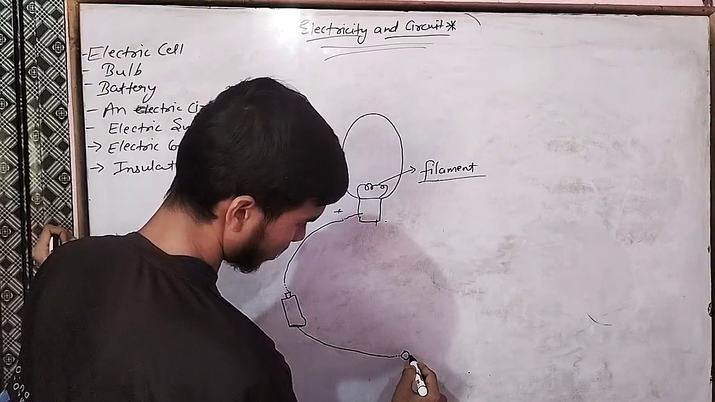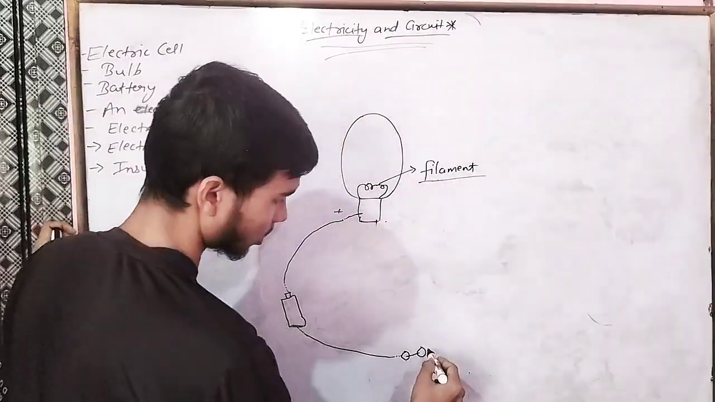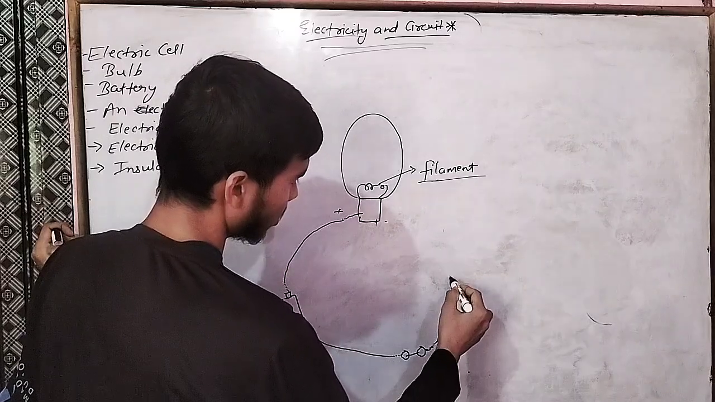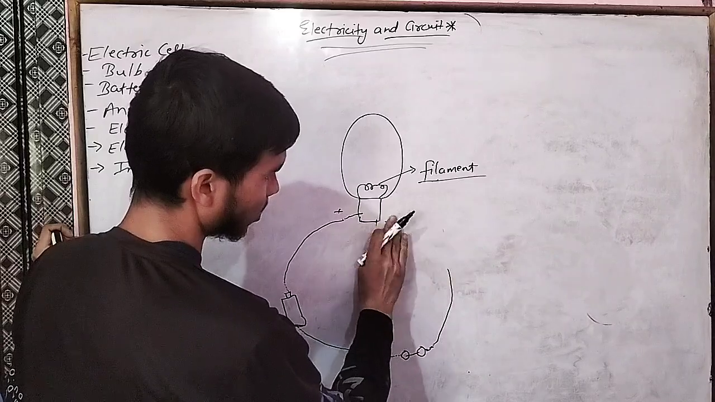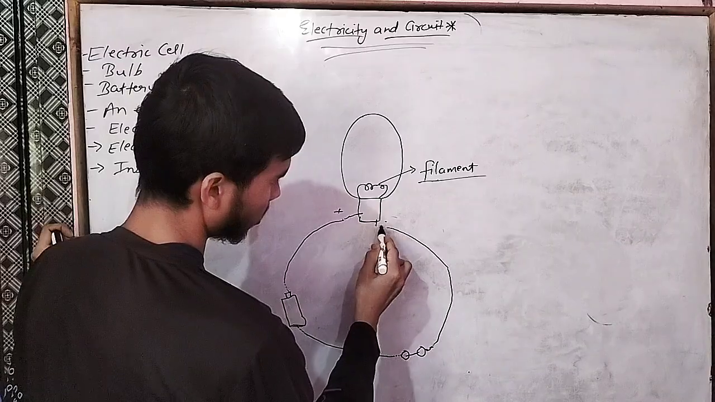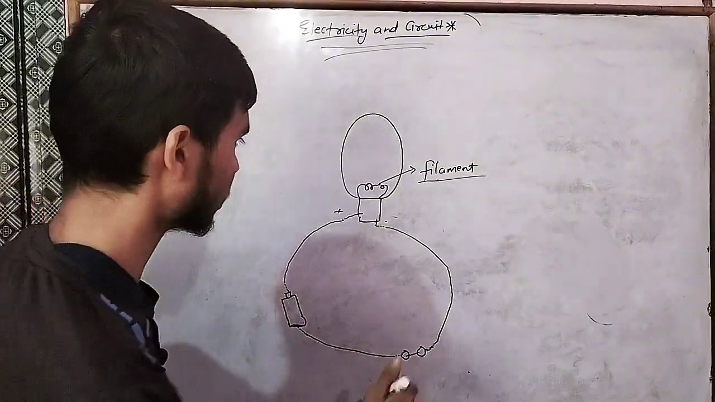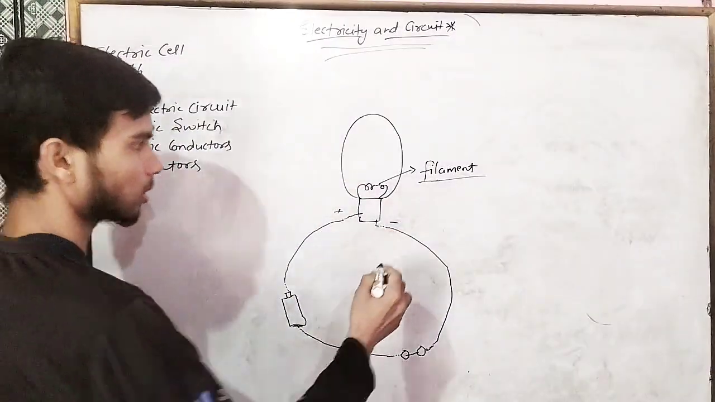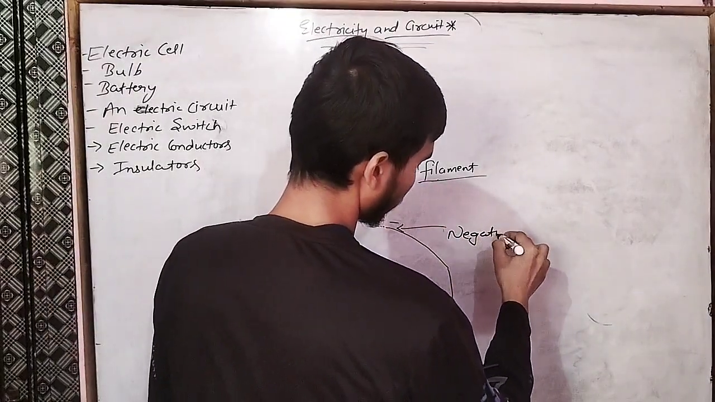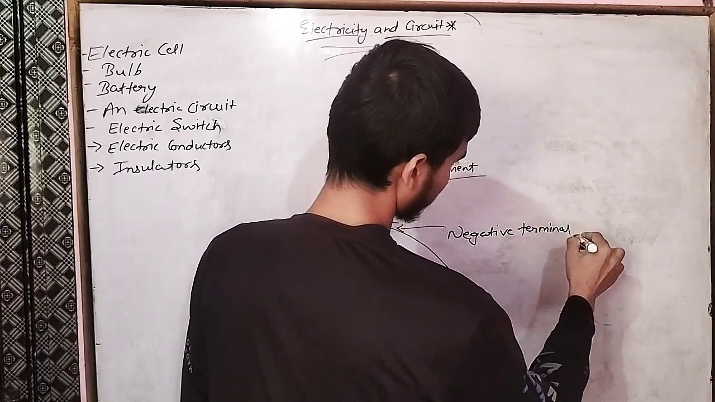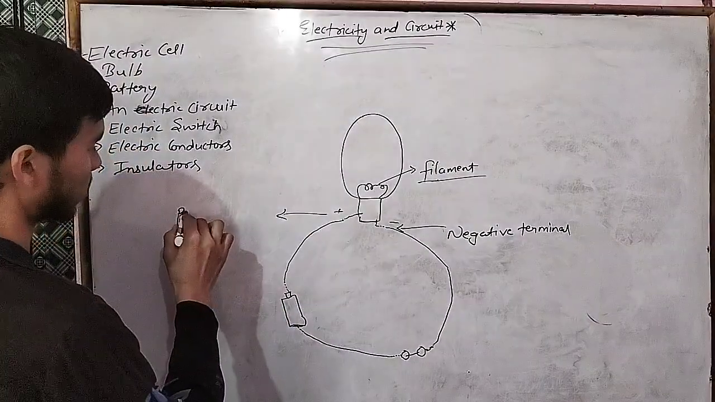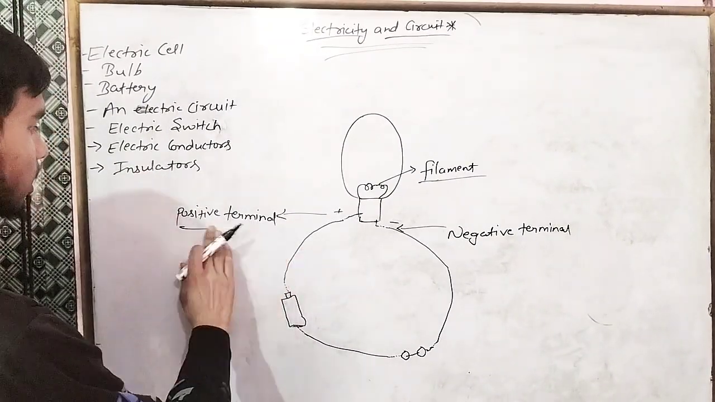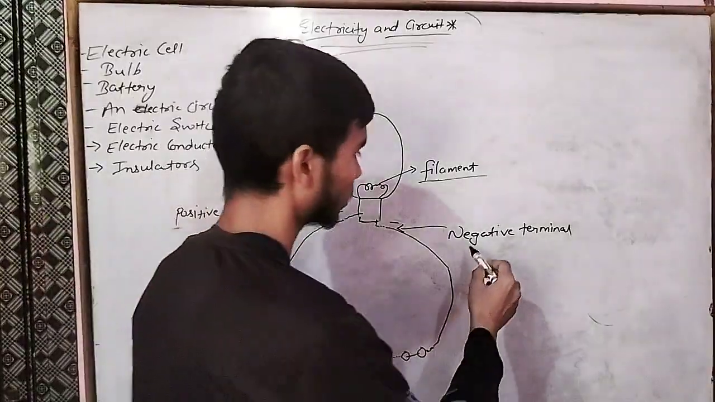And here this is an electric switch. This is a wire, and this wire is the negative terminal. Clear? This is a negative terminal. This is a positive terminal. Got it? Just to remember it.